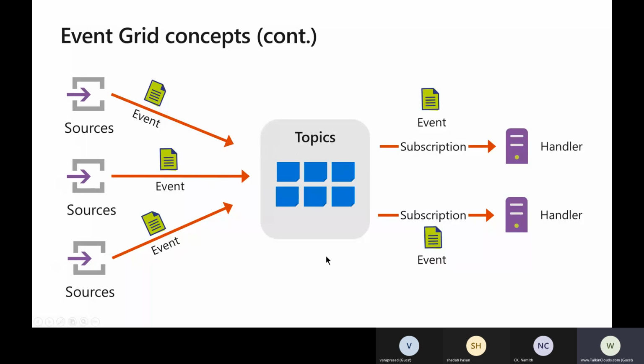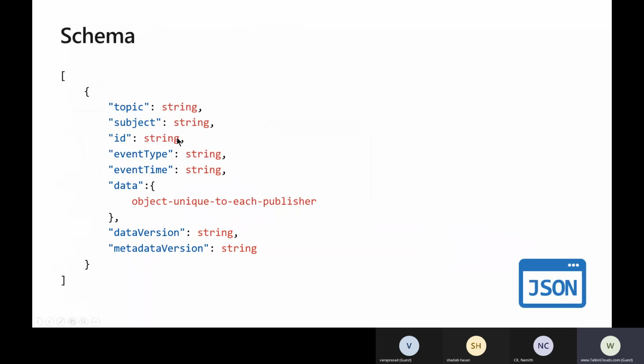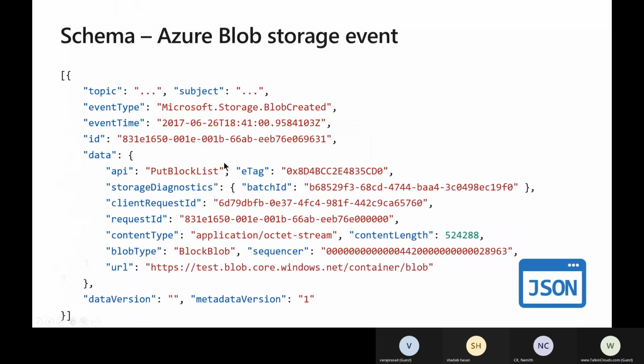So the event file has gone to the topic, and our Azure function has subscribed to it and generated output. Based on this event, you can take any action. This is what you have just now seen. These are the schema which will have your information like topic, subject, ID, event type. So these are the information you will be getting as part of the event.